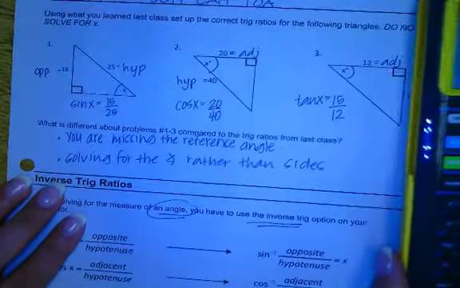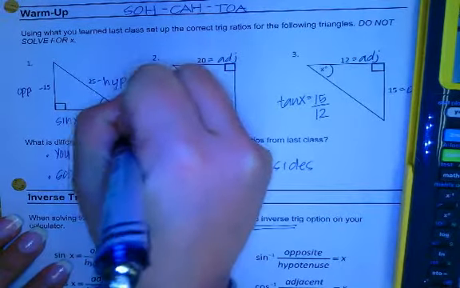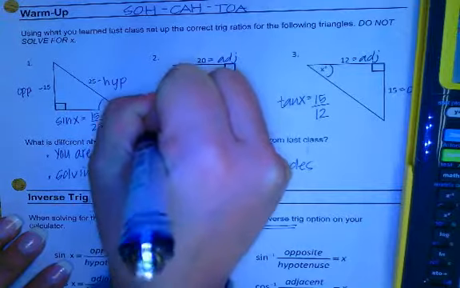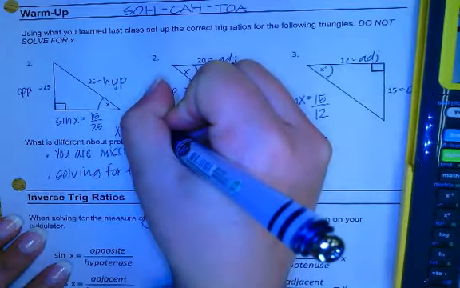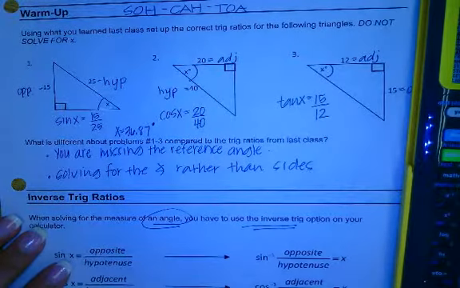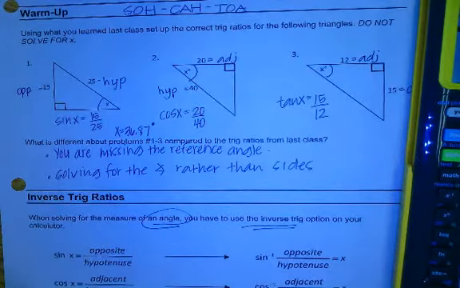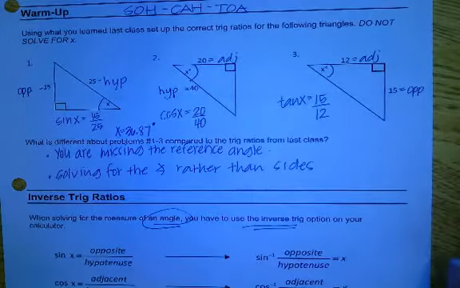And what is the angle measure to the nearest hundredth? Very good. X equals 36.87 what? Degrees. Check your calculators. Make sure you are in the right mode. Okay, do the same thing for 2 and 3. Solve for the angles in 2 and 3.